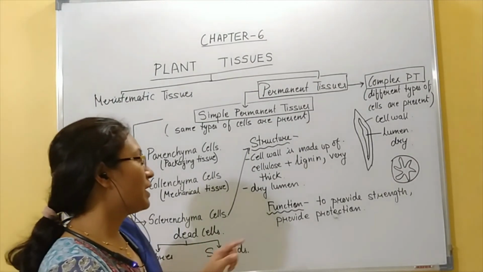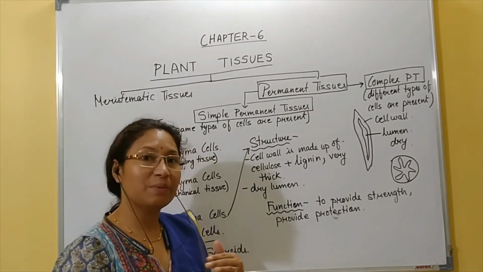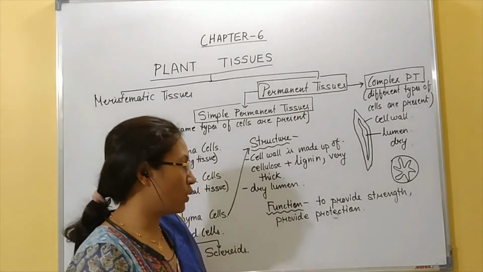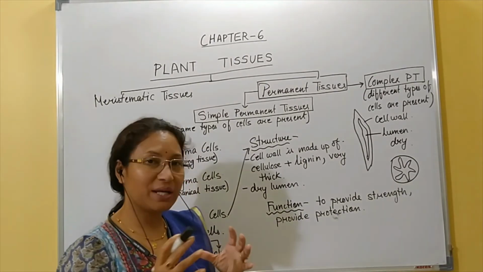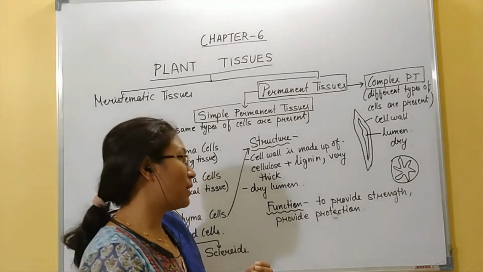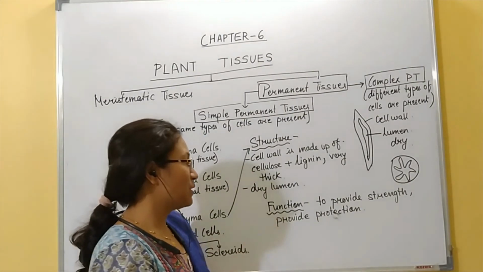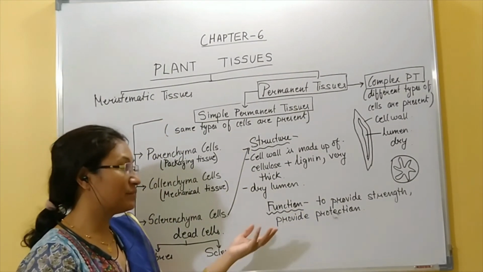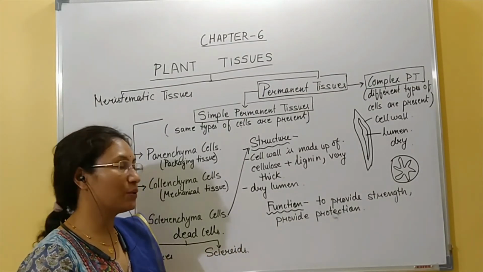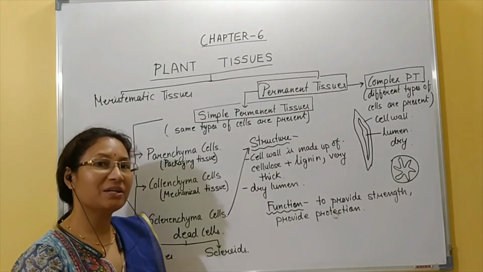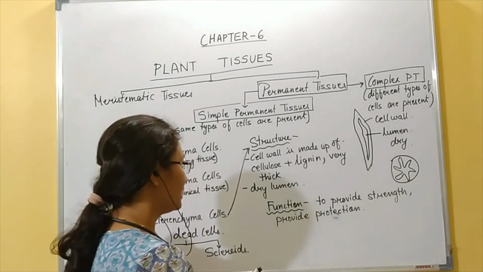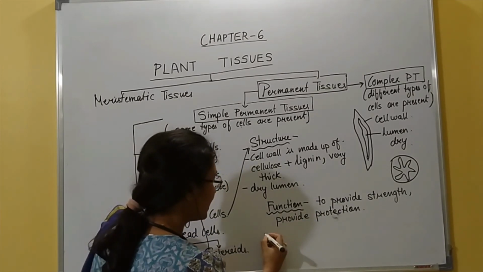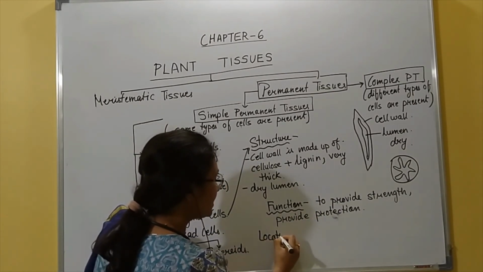Also it is present around the xylem and phloem. We know xylem and phloem will be transporting food and water to all the plant parts. That's why, to protect such sensitive tissues, what they require is the sclerenchyma cells. So they will provide strength and protection even in the veins of the leaves, because in the veins of the leaves run the xylem and the phloem. So it provides strength and protection, and you can write where it is present.